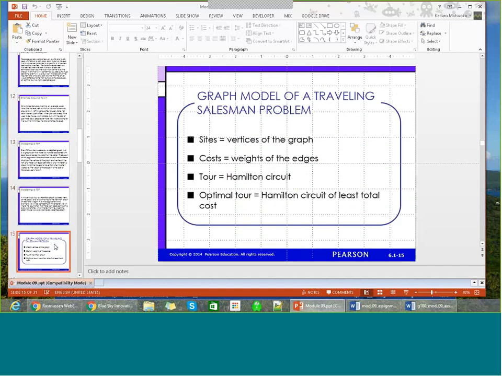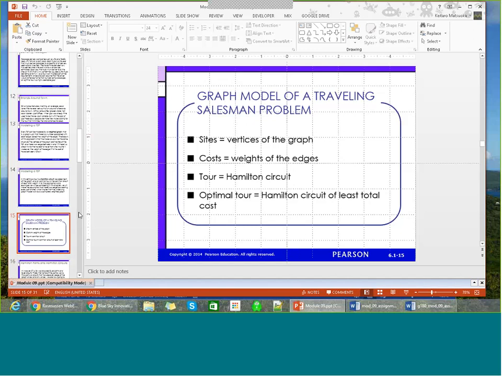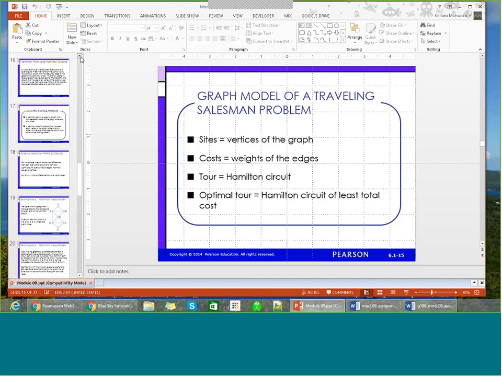So just a summary of a TSP. The sites will be considered vertices on the graph. The cost will be the weight of the edges. For the tour, we'll be talking about the Hamilton circuit. And if it's an optimal tour, that means it's a circuit of least total cost. Okay, so moving on.